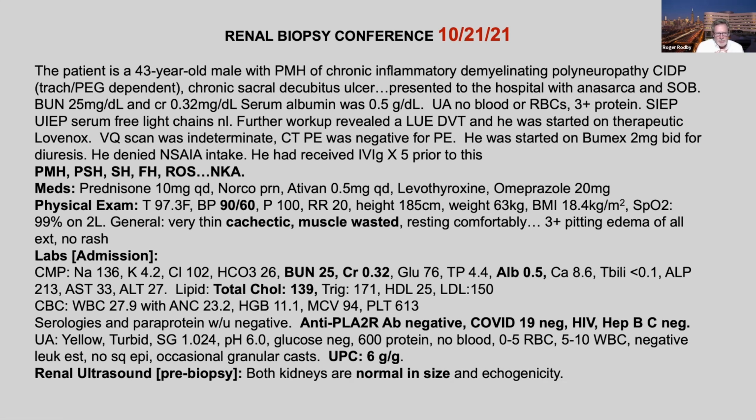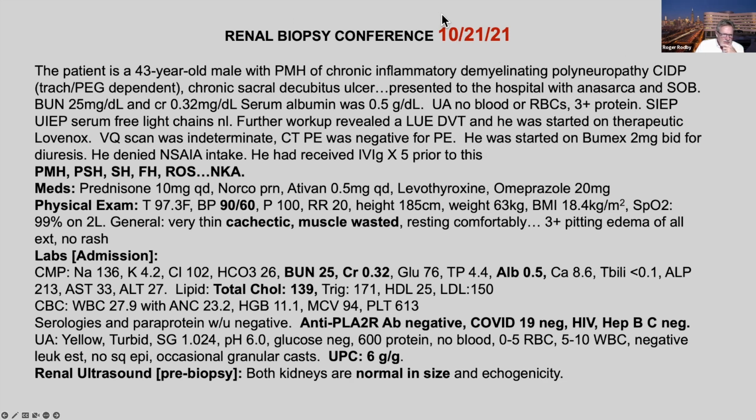This patient was a 43-year-old male with a past medical history of CIDP, chronic inflammatory demyelinating polyneuropathy, who came to the hospital with anasarca and shortness of breath, normal renal function, but very low serum albumin. Urine had really nothing in it but protein, and serologically there was really nothing there. He was PLA2R negative. He did have a DVT, and he was started on Lovenox, but he had a VQ scan, which was indeterminate.